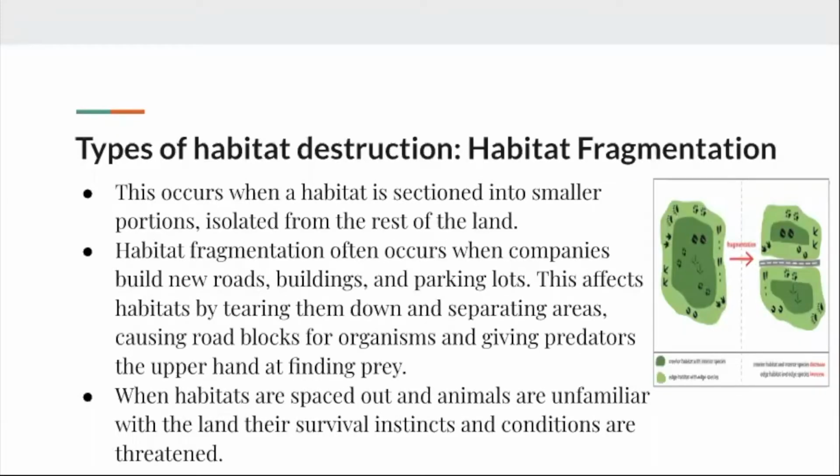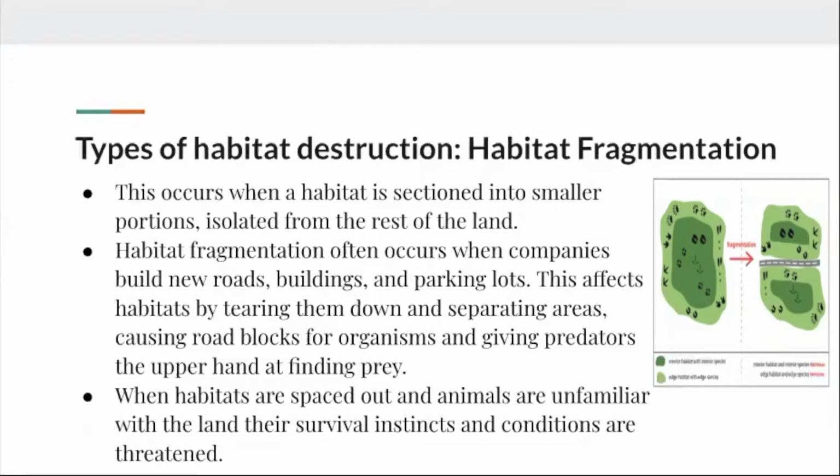Another type of habitat destruction is called habitat fragmentation. This occurs when a habitat is sectioned into smaller portions or isolated from the rest of the land. Habitat fragmentation often occurs when companies build new roads, buildings, or parking lots, and this affects habitats by tearing them down and separating these areas. You need to tear them down so that way you can place these new structures.